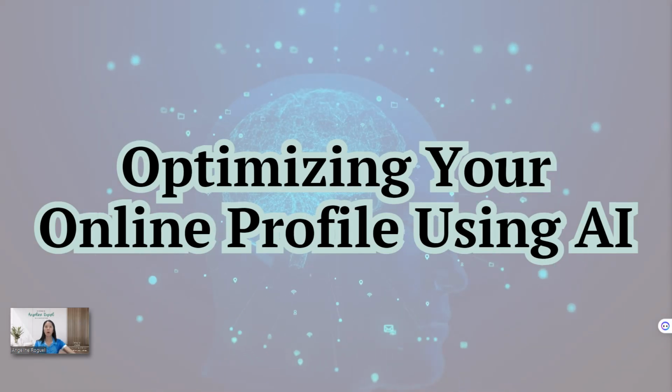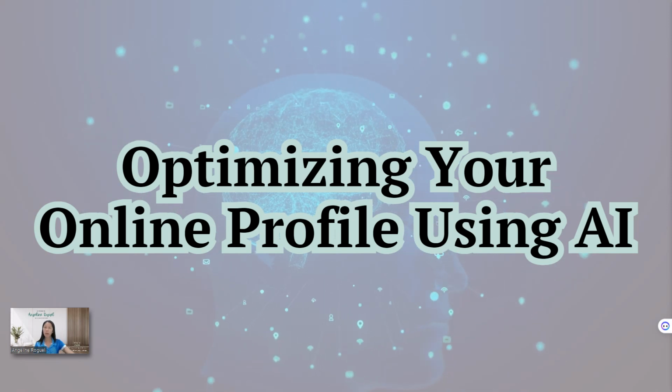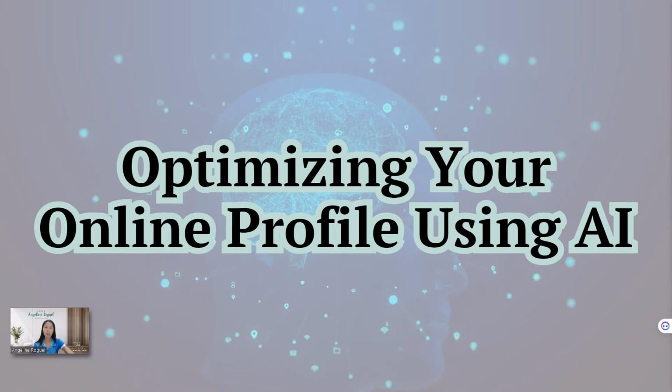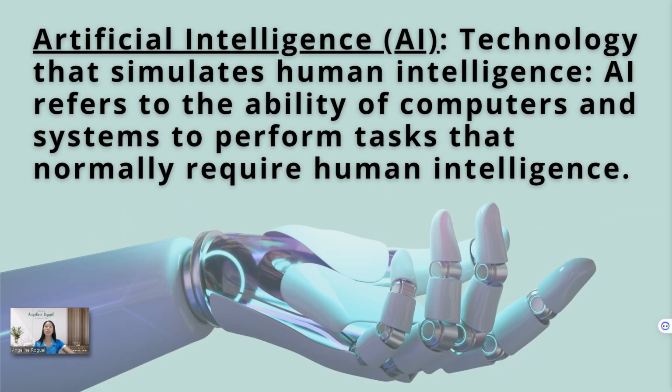So now, optimizing your online presence using AI. First, I'm going to give you a brief background. What is AI or artificial intelligence? Artificial intelligence, or AI, is a technology that simulates human intelligence. AI refers to the ability of computers and systems to perform tasks that normally require human intelligence.